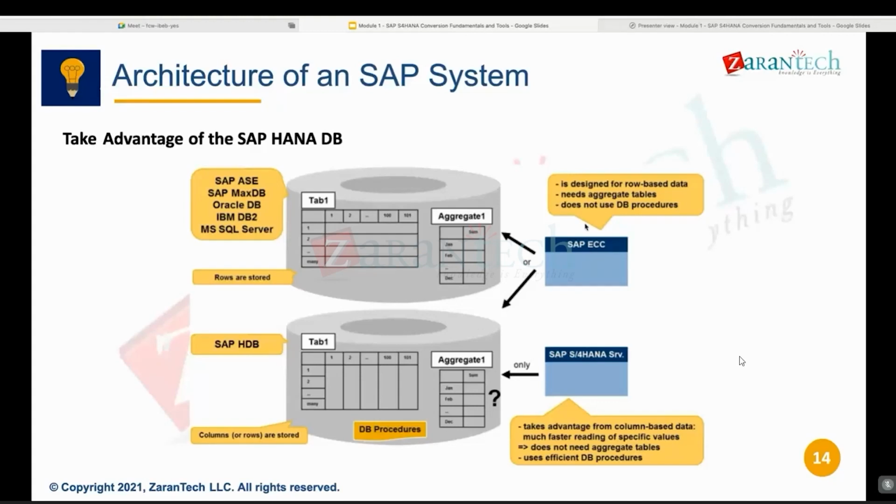Okay. SAP ECC is designed for row-based data, needs aggregate tables, and does not use any DB procedures. But here in HANA DB, column stores are used, and some DB procedures like CDS views and some table-relevant procedures have been defined so that it can take advantage of the column store database. So this is what it mentions: it takes advantage of column-based data, with much faster reading. I explained to you how OLAP is faster. It does not need aggregate tables, because in column tables they have created the views in such a way that the aggregation happens with the DB procedures.